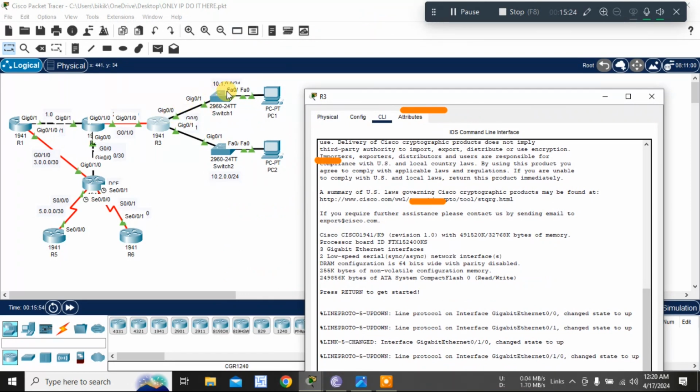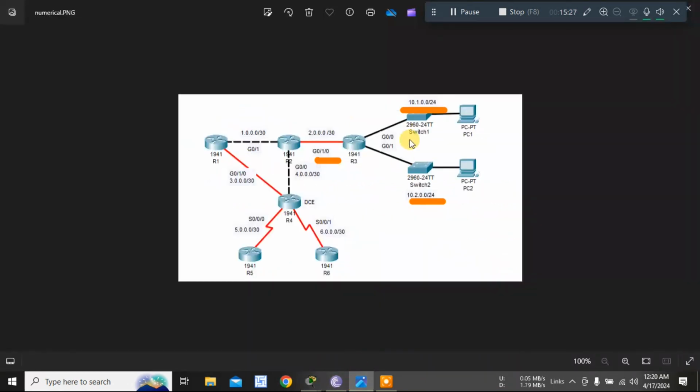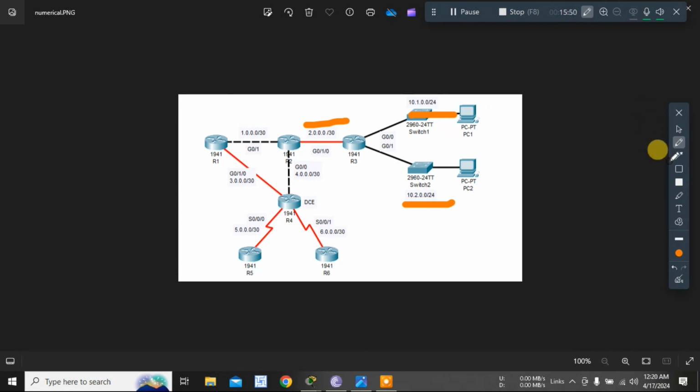See this 10 number interface and this one. Remember that this 10 and this 20 are directly connected to router number 3, and this 2 is also directly connected to router number 3. So I have to do it for the rest of the routers, the rest of the network. I have to do the configuration for this network, then this network, this and this.